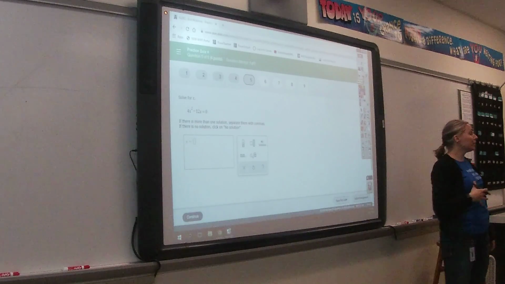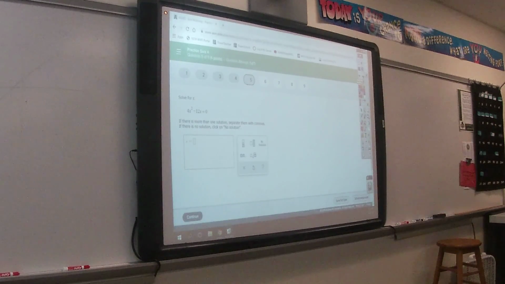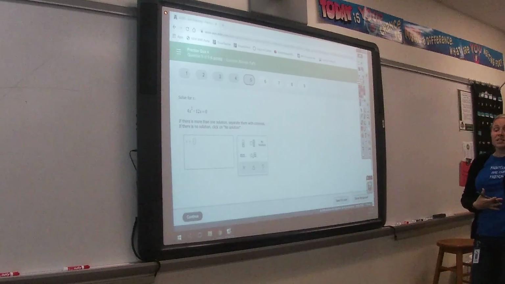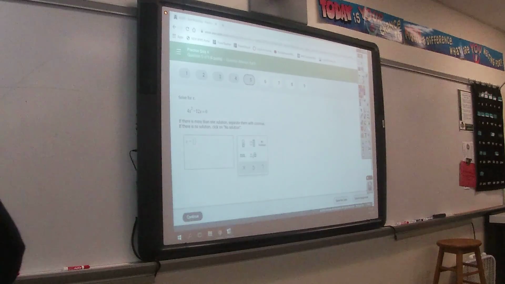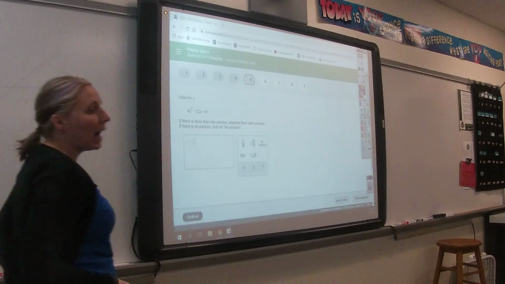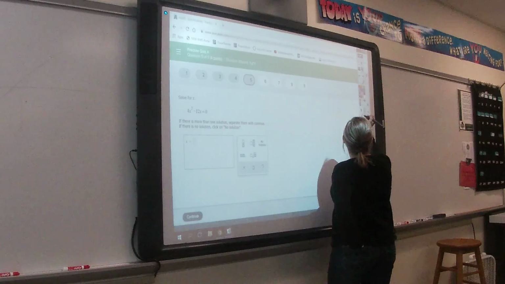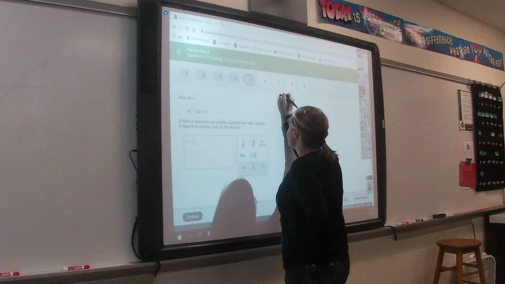Okay, then we start getting into solving things with the quadratic formula. Some of them you can choose to solve with the quadratic formula. Some of them you can choose to solve by taking a square root. Some of you might choose to factor. I think the majority of you, for number 5, will decide to use the quadratic formula.